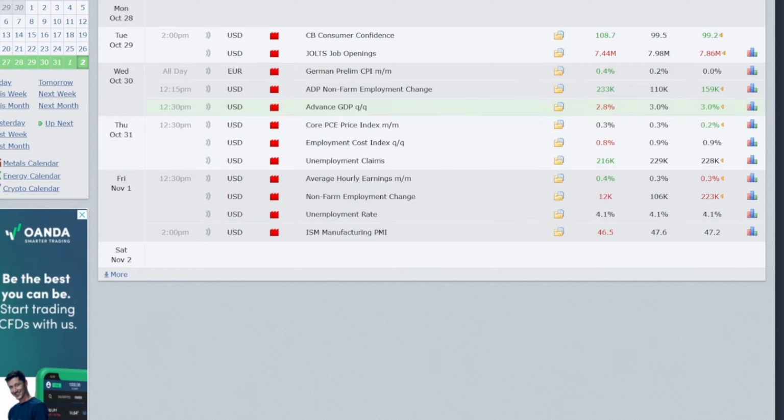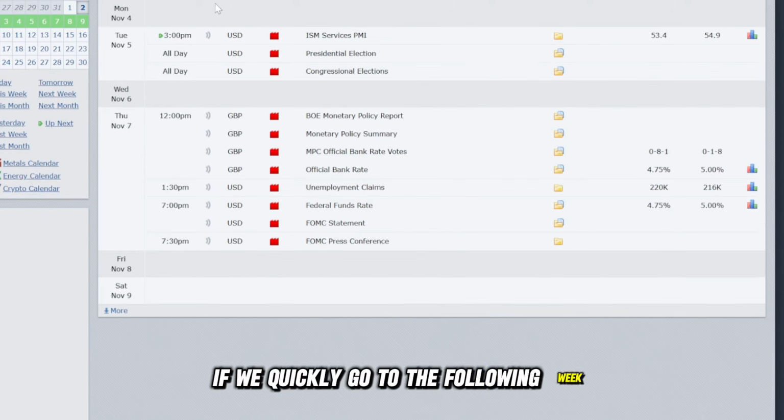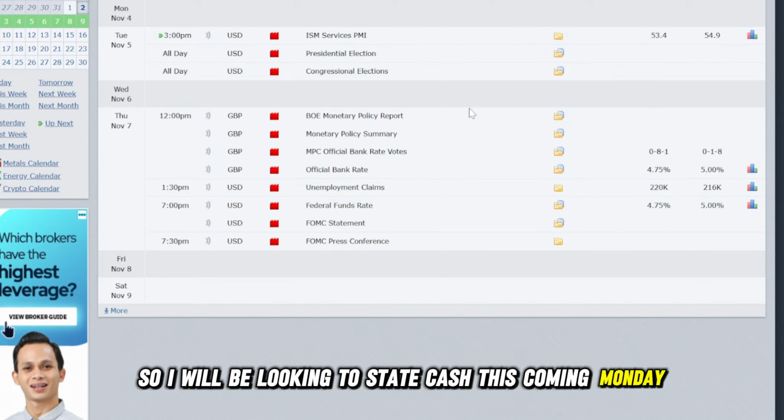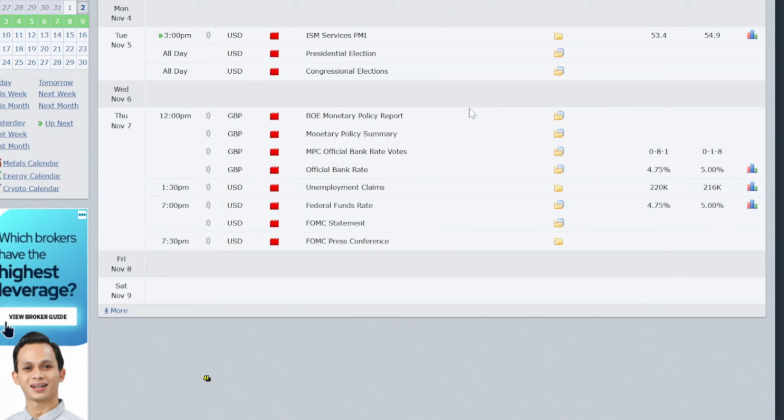If we quickly go to the following week, which is now Monday the 4th, we have pretty much the same thing. So I will be looking to stay cash this coming Monday, the 4th of November, as there are no news events on that Monday. This is very important to understand.